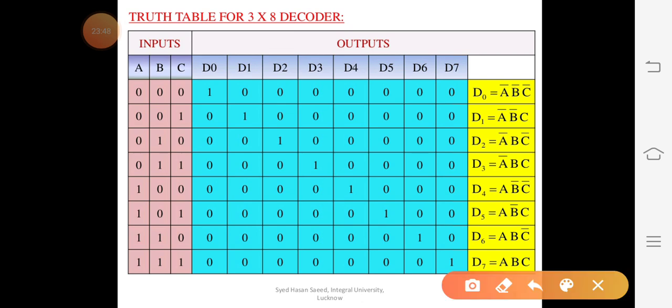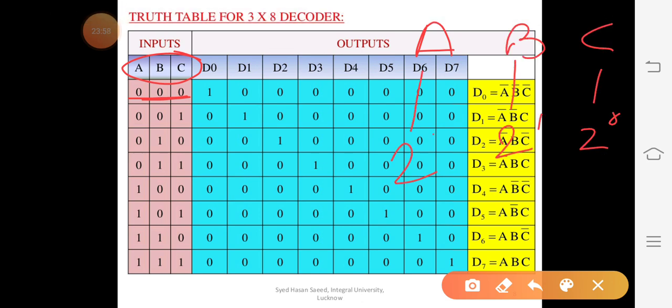Okay, now moving on to the next, because we know that for each possible input combination only one output will be active, so that's why for the first one it is 0 0 0. Now if you look at A B C, if you write A B C here, it represents 2 to the power 0, 2 to the power 1, 2 to the power 2. And if you solve it in the previous way, as we did for the 2 to 4 decoder, you will get the answer for any combination very easily.